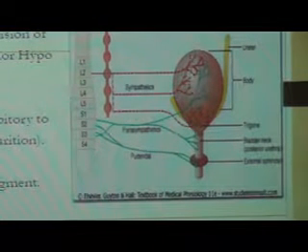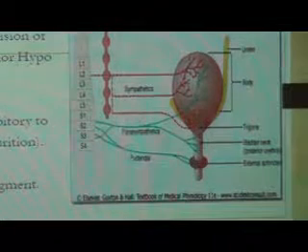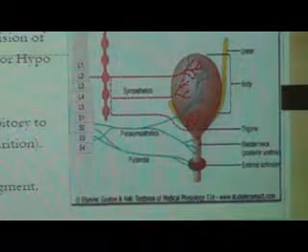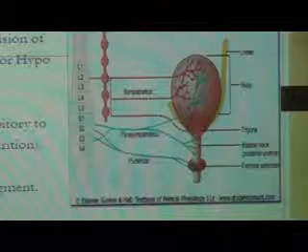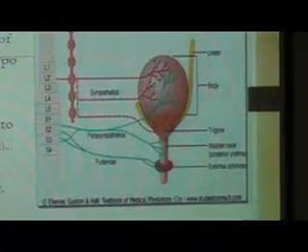And just opposite to parasympathetic innervation, if the sympathetic nerve which is derived from the T11 to L1 segment is stimulated, that will cause the detrusor muscle to relax and the internal urethral sphincter to contract. So this will cause the filling of urinary bladder. Okay, we can elaborate this concept like that.